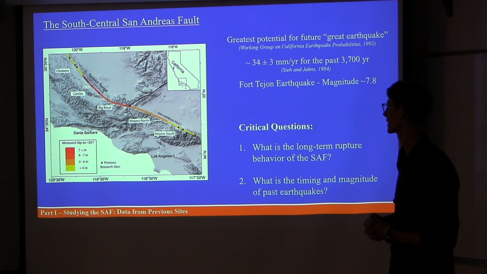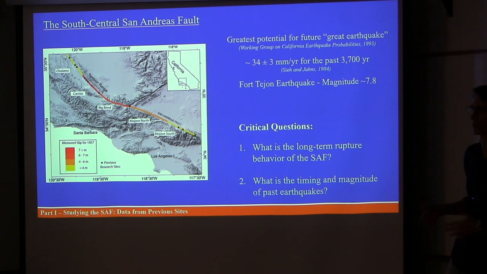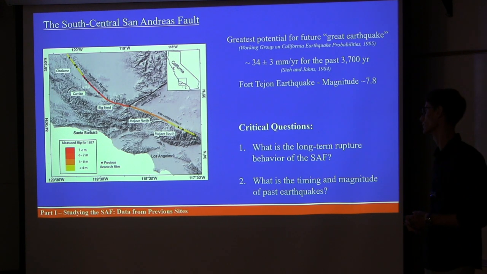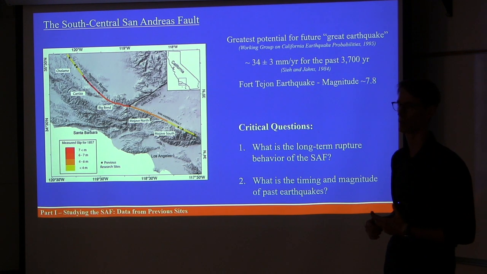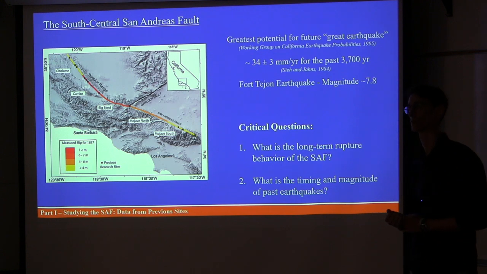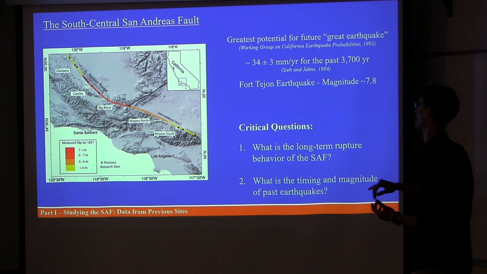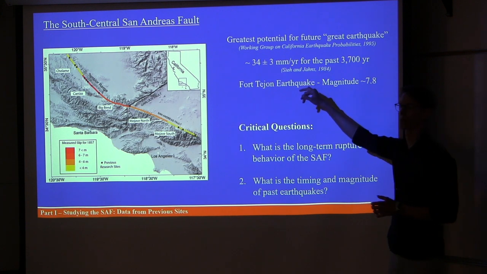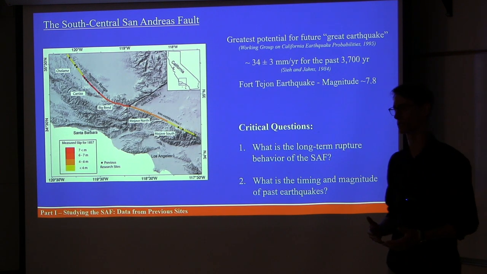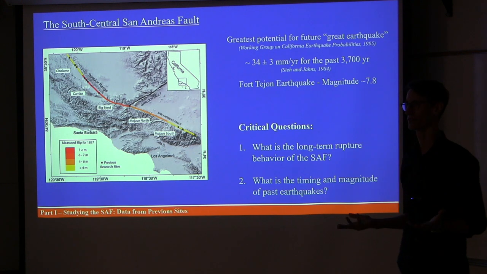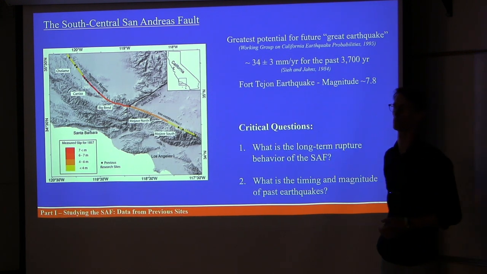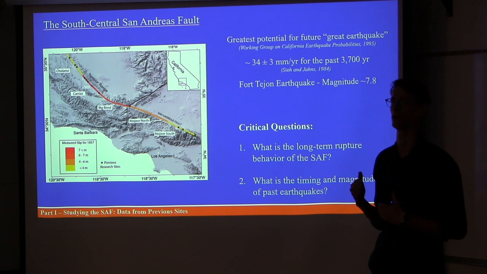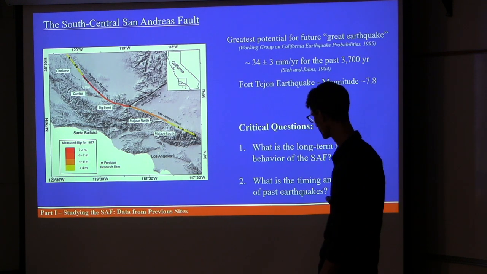The questions that we're trying to answer by opening this and other paleoseismic sites along the fault are, what is the long-term rupture behavior of the San Andreas Fault? And what is the timing and magnitude of the past earthquakes that have ruptured? Essentially what we're looking at is, how is it that 34 millimeters per year is accommodated by actual slip during earthquakes? For example, you can't have 5 Fort Tejon style earthquakes over the course of 100 years. You're not generating enough slip from that 34 millimeters per year. So we do have a constraint on how much slip can be occurring.